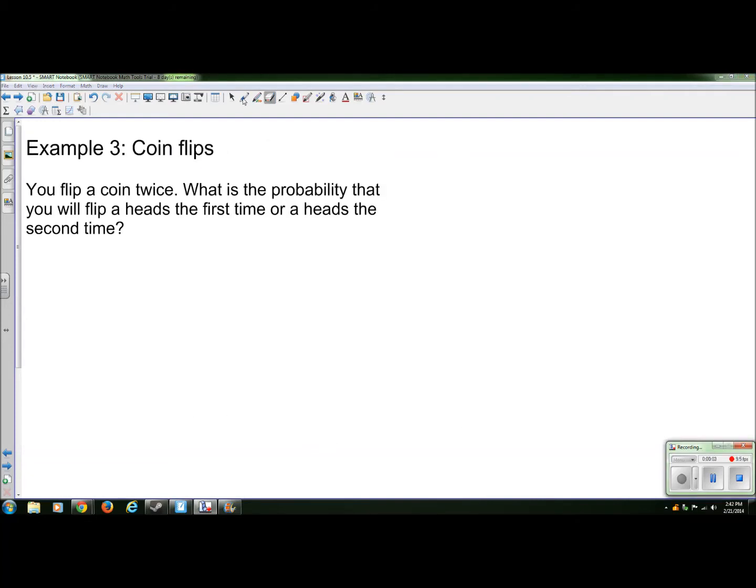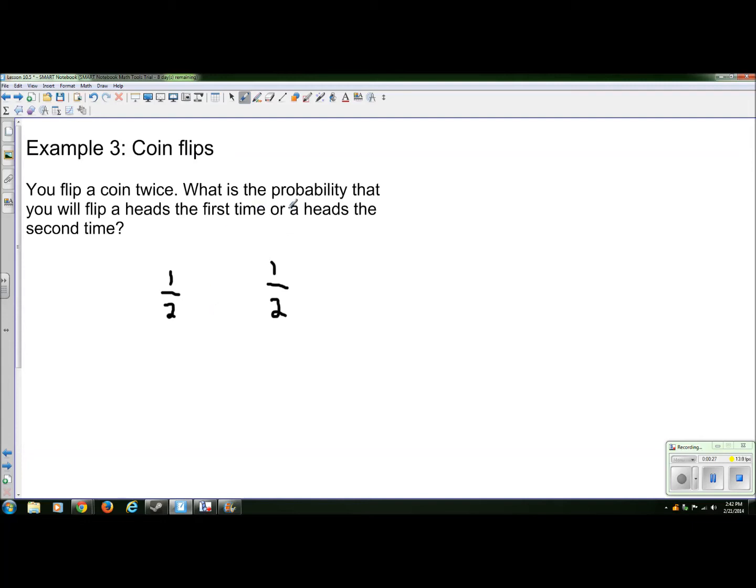Let's look at our next example. You flip a coin twice. What's the probability that you will flip heads the first time or heads the second time? Or both? So I know the probability of flipping heads on the first flip is 1/2. And I know the probability of flipping heads on the second is also 1/2.